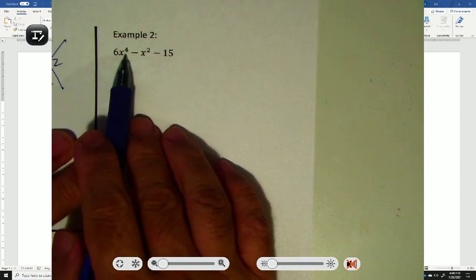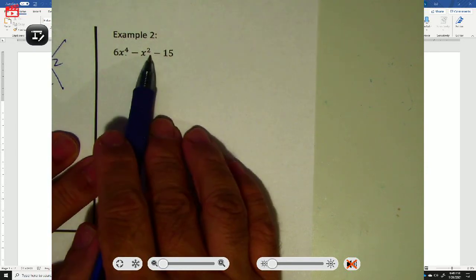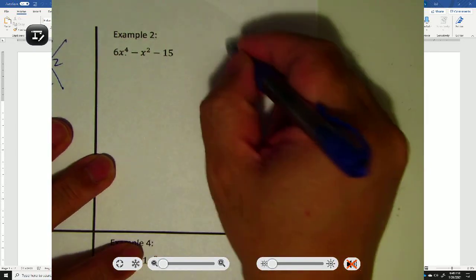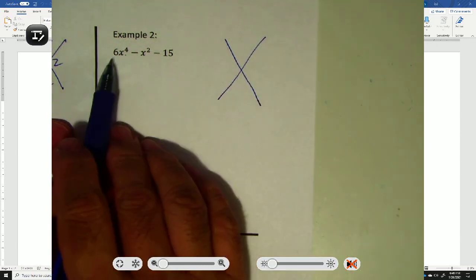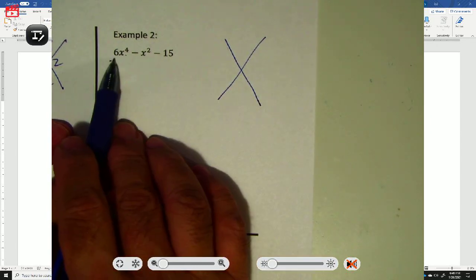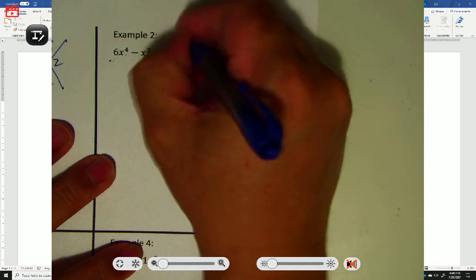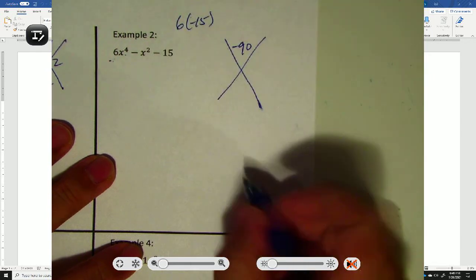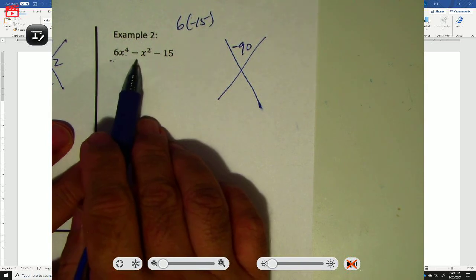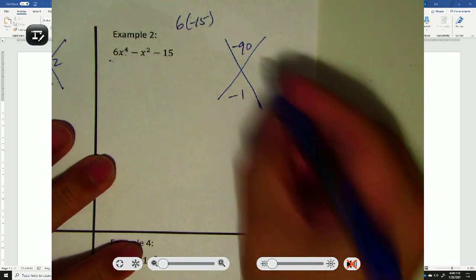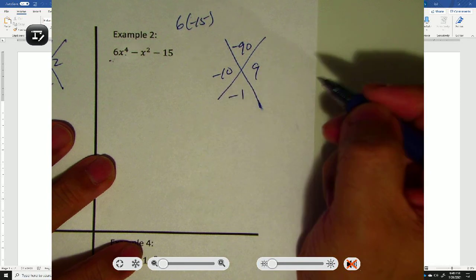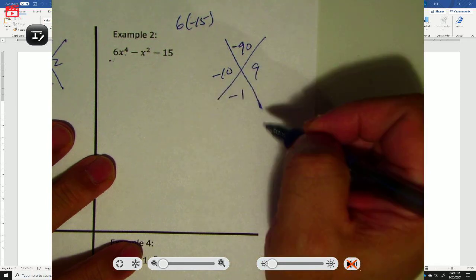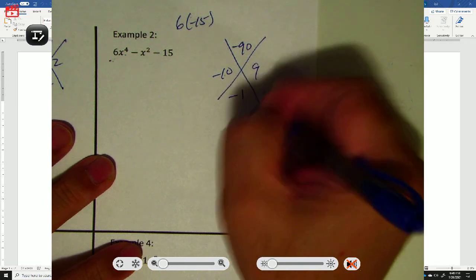Again, I have an even exponent and then half that exponent. So this is quadratic form. And this one has a leading coefficient. Whenever you have a leading coefficient, you have to multiply those two. You have to do 6 times -15, which makes -90. And you want them to combine to make -1. That'll be -10 times +9. -10 times 9 is -90. -10 plus 9 is -1.